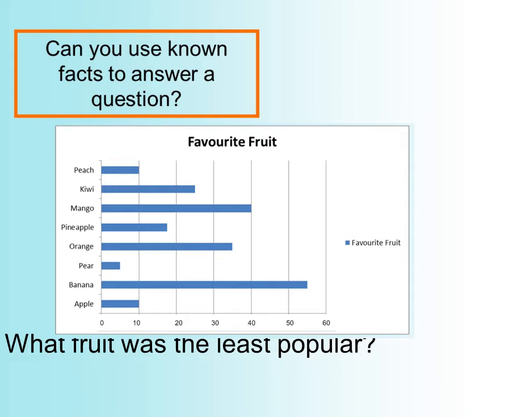So we know banana was the most popular, that's got the longest line. Which fruit has got the shortest line? And that means it was the least popular. So the shortest bar belongs to the pear. Poor pear. Hardly anyone chose pear. Now, if the question had asked us how many people, we would be able to see it's halfway between 0 and 10. So we would have known that that was 5 people. But the question wanted to know what fruit was the least popular, so the answer is pear.